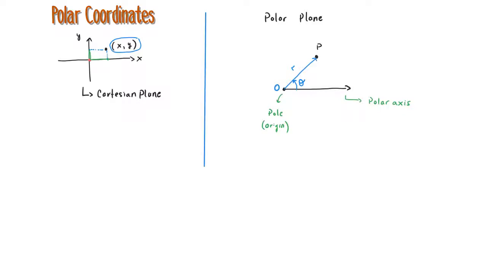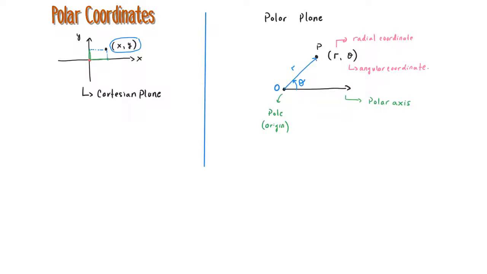So the polar coordinates of point P are represented by two numbers. R goes first, and then theta goes second, and they're separated by a comma. Here R is called the radial coordinate, and theta is called the angular coordinate. And these two coordinates tell you exactly how to find point P.